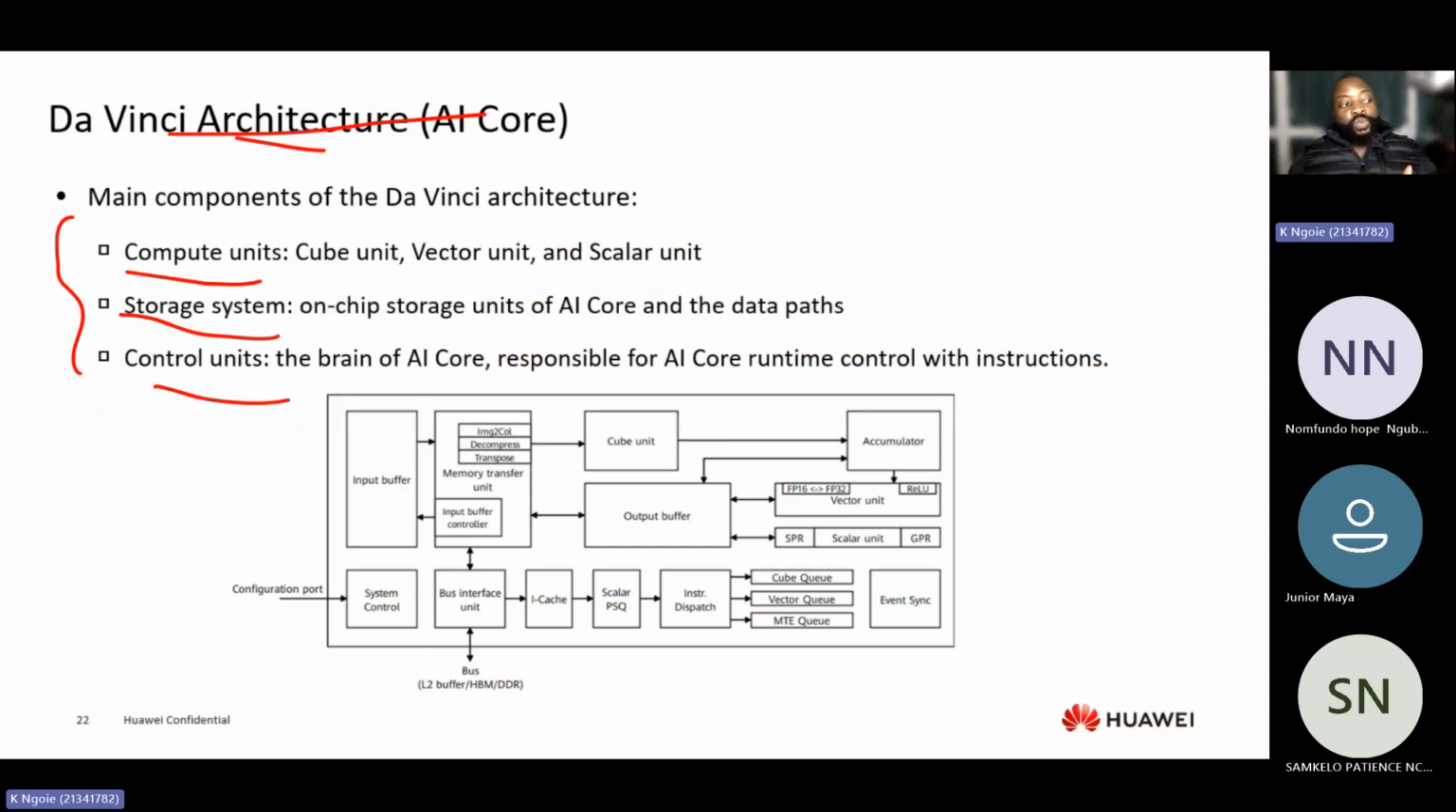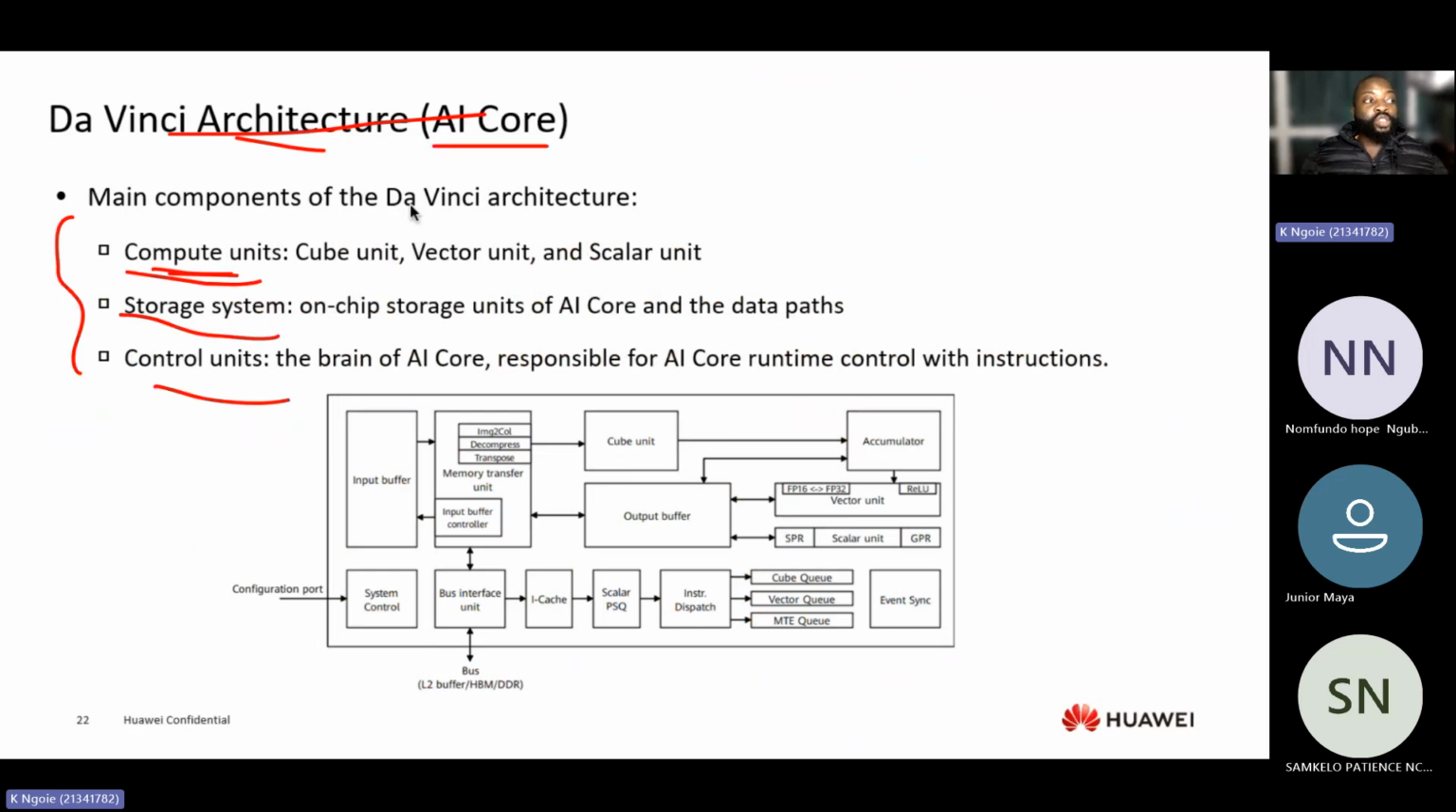When you talk about the AI core itself, using the Da Vinci architecture, we need to understand that the AI core is basically the central processing unit. You understand? The AI core will have the AI CPUs there. Okay, so now when we're looking at the Da Vinci architecture, we understand that we're going to have a compute unit in that AI core.